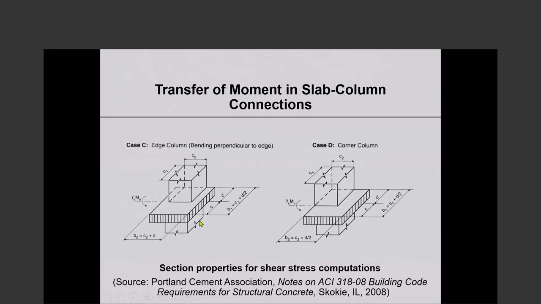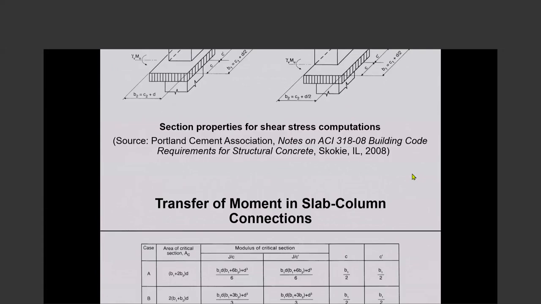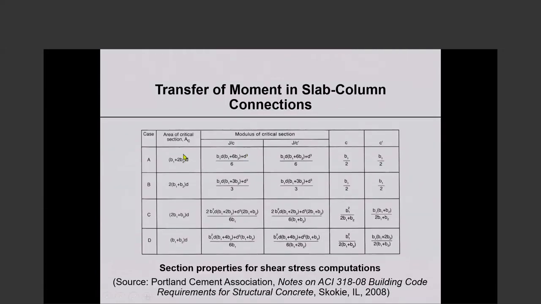Case C is an edge column where the bending is perpendicular to the edge. And case D is a corner column. For all those cases, we have A sub C given in a formula. J over C, C is the distance from the centroidal axis to the right face. J over C prime, this is the distance from the centroidal axis to the left face. The C and C sub prime.